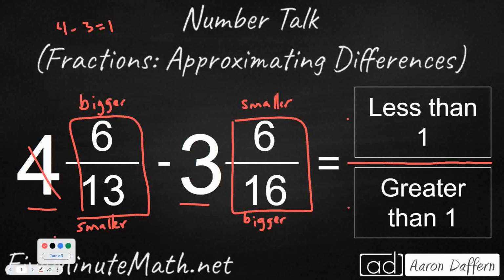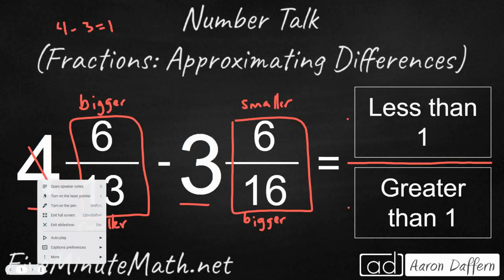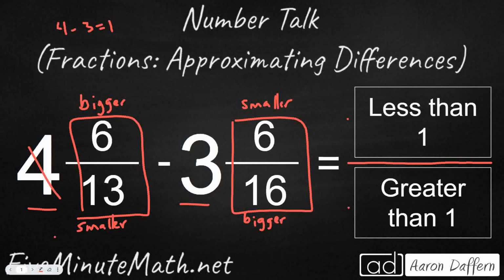So one way for us to think about that is to just think about what do we know about fractions when they have the same numerator, right? So I've got 6/13ths and I've got 6/16ths. And I can compare these without doing any type of cross multiplication or even finding the same denominator because they have the exact same numerator. Let me show you what I'm talking about.